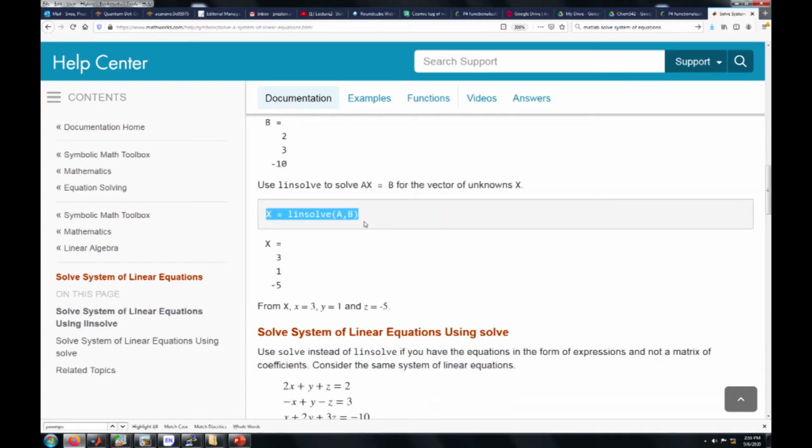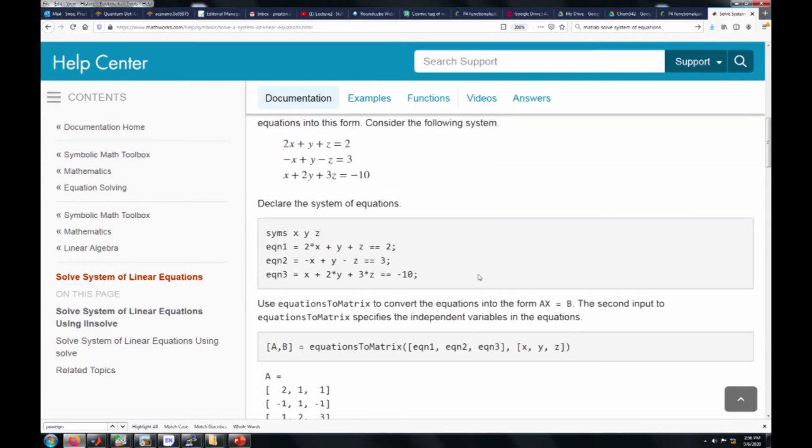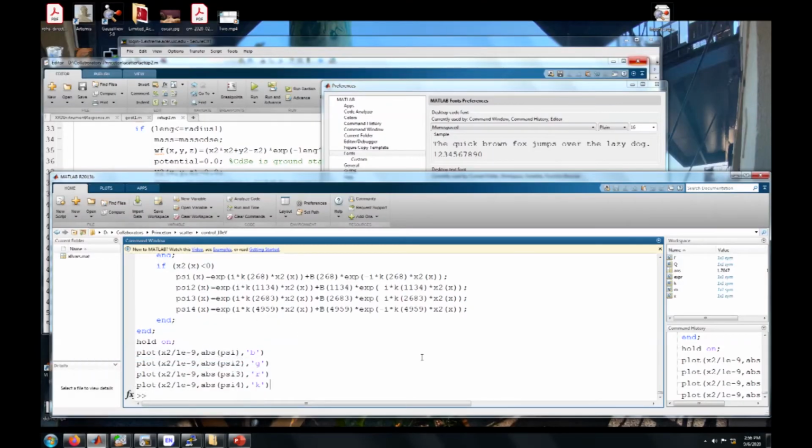X is linsolve(A, B), and here are the solutions to that system of equations: X, Y, and Z. So I'm just going to subvert this for my own purposes.